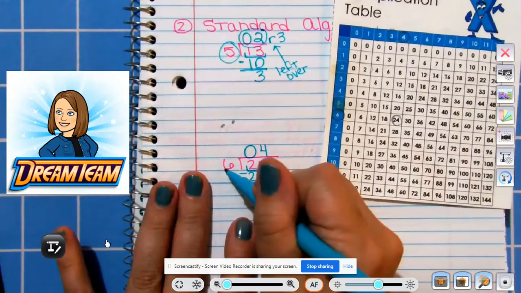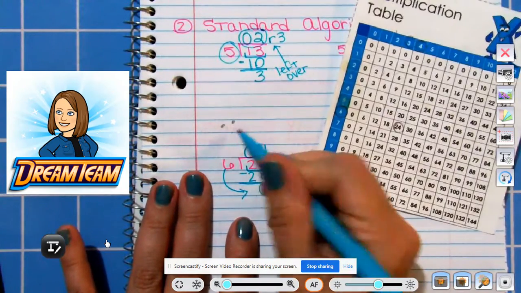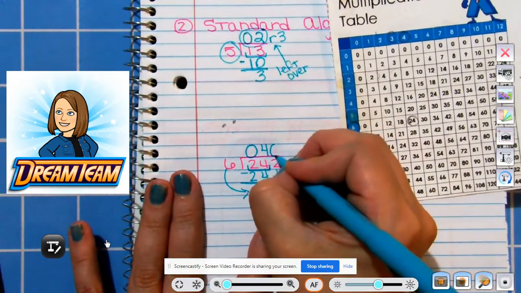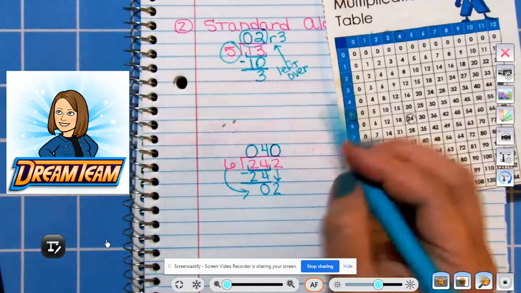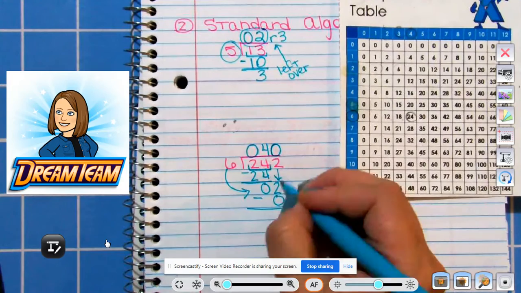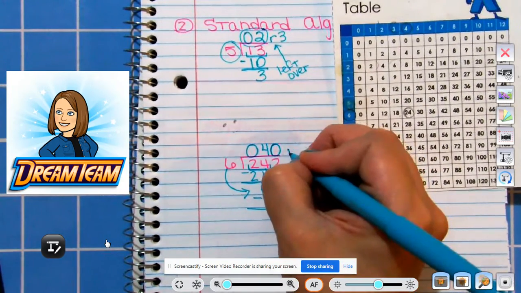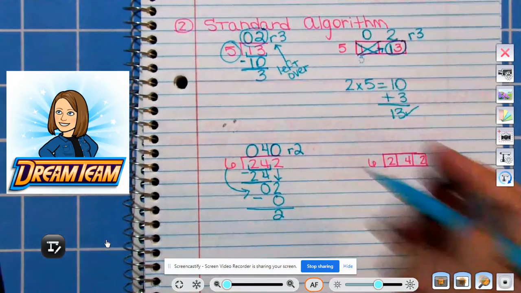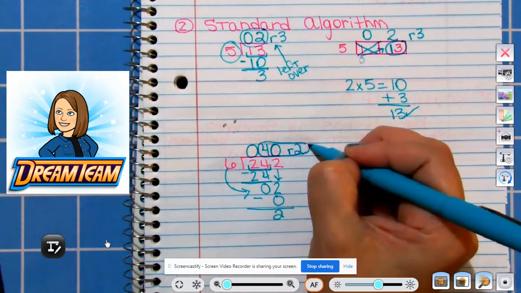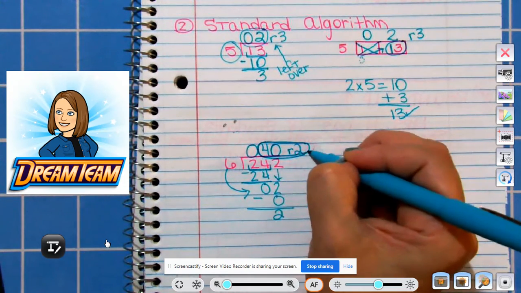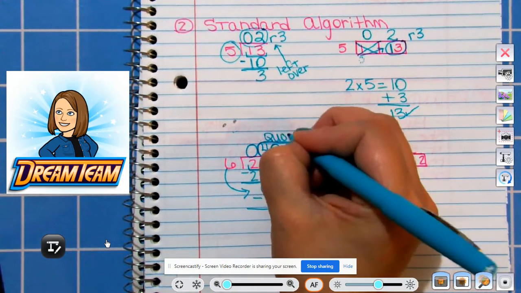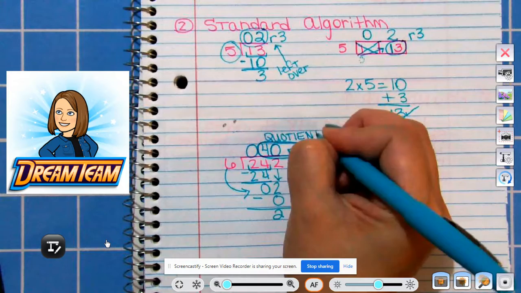All right, are we going to be able to make any groups of 6 out of 2? We're back at this 2 again. No, you still have to put a 0 here. We have to take care of that place value. 0 times 6 is 0. Subtract, and you have a remainder of 2. So the quotient of 242 divided by 6 is 40 remainder 2. Remember, that is your quotient.